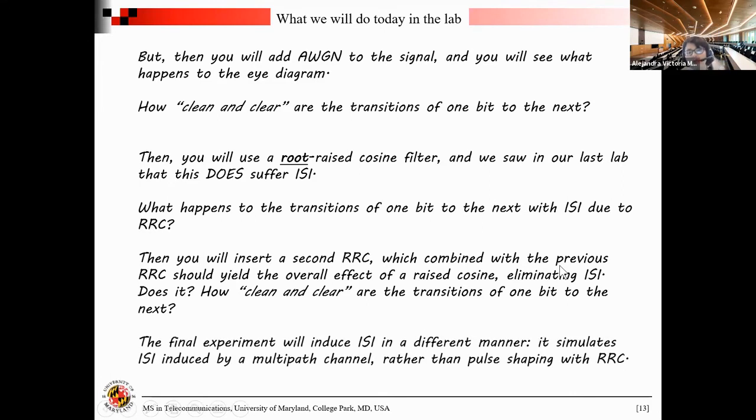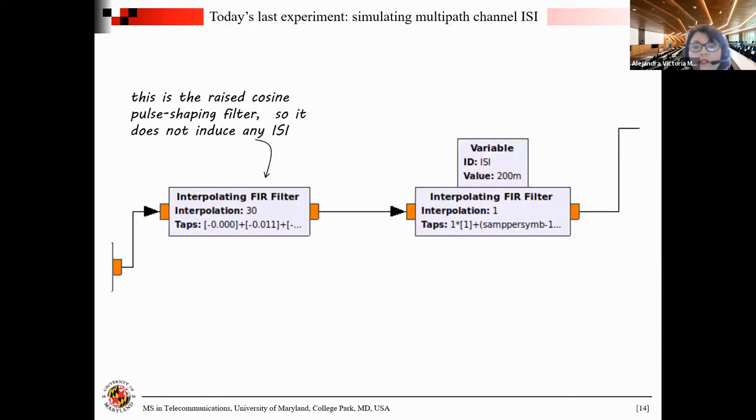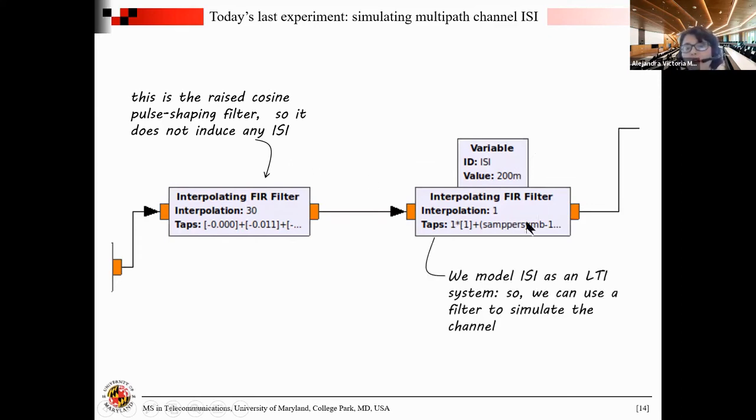And the final experiment, we will induce intersymbol interference in a different manner. What we're going to do is simulate intersymbol interference induced by a multipath channel rather than pulse shaping with the root raised cosine. So this is the root raised cosine pulse shaping filter, so it does not induce any intersymbol interference. It has a 30 sample interpolation. Here, with these two blocks, we're going to model the multipath intersymbol interference.